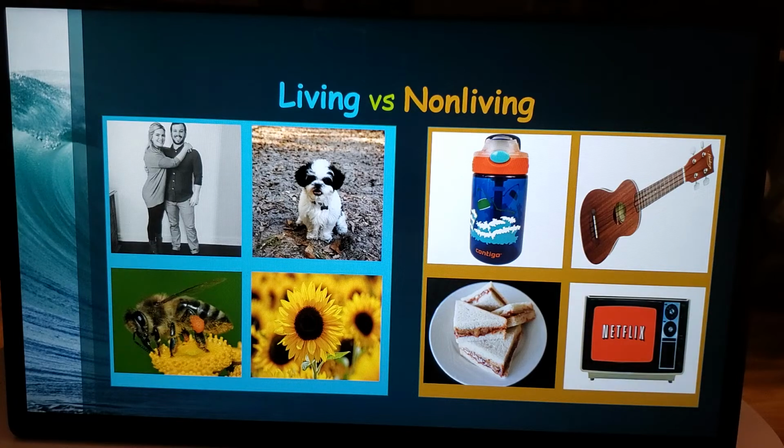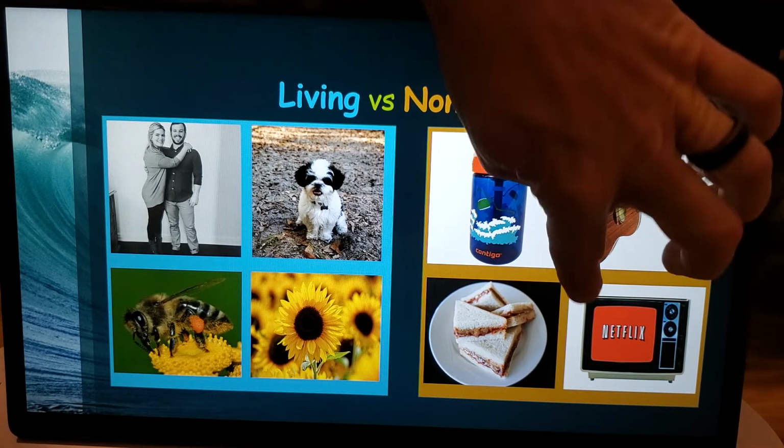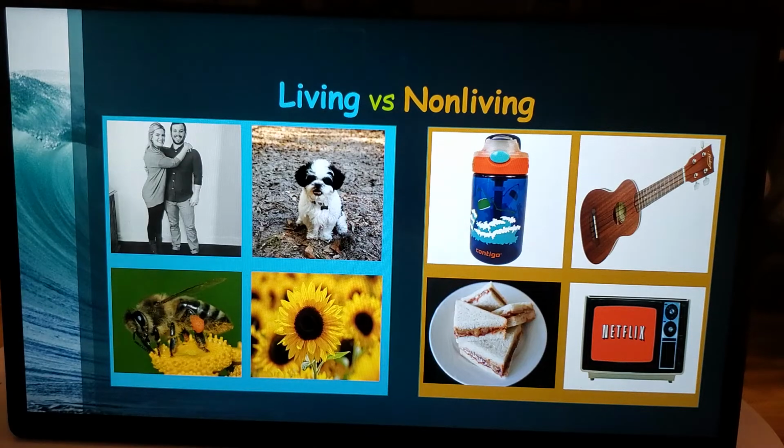And the last thing, guys, look, TV with Netflix on it. Your television is not a living thing. It does not need food or water. If you put water in it, it'll probably ruin it. If you smear food on it, it will probably mess up the screen. So a TV is a non-living thing.